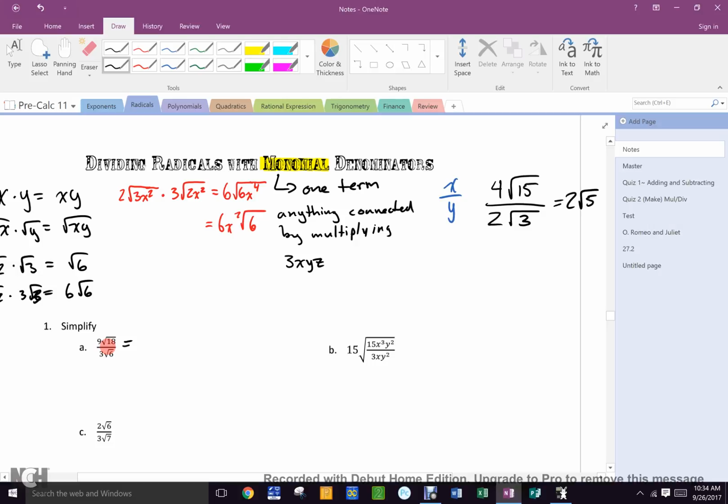3 root 3. Why? The answer is 3 root 3. Why is it the answer? Because 9 divided by 3 equals 3, and root 18 divided by root 6 is root 3. Is everybody good? Okay. Now, please notice that that is a monomial, right? Because it's 3 times root 6. Okay. So, what's different in B than A?